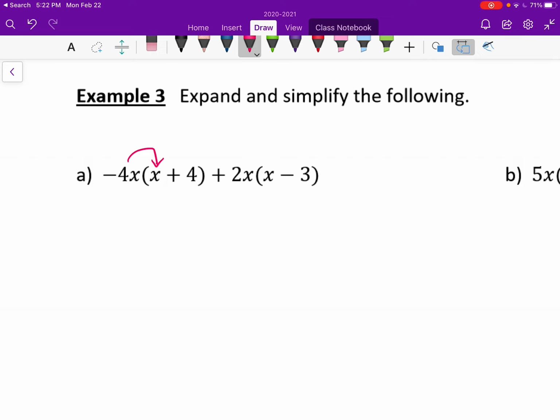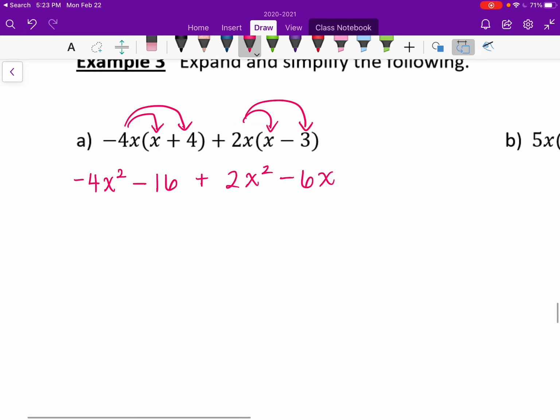So negative 4 times 4x is going to be negative 4x squared. And then you're going to do negative 4 times positive 4 is also going to be negative 16, right? Plus 2x times x is going to be 2x squared. And then 2 times negative 3 is negative 6x, right? We've now expanded these out. Let's go in and collect like terms.